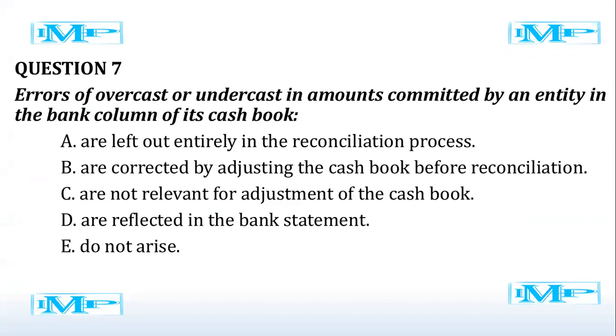Question number 7. Errors of overcast or undercast in amounts committed by an entity in the bank column of its cash book, A, are left out entirely in the reconciliation process. B, are corrected by adjusting the cash book before reconciliation. C, are not relevant for adjustment of the cash book. D, are reflected in the bank statement. E, do not arise.